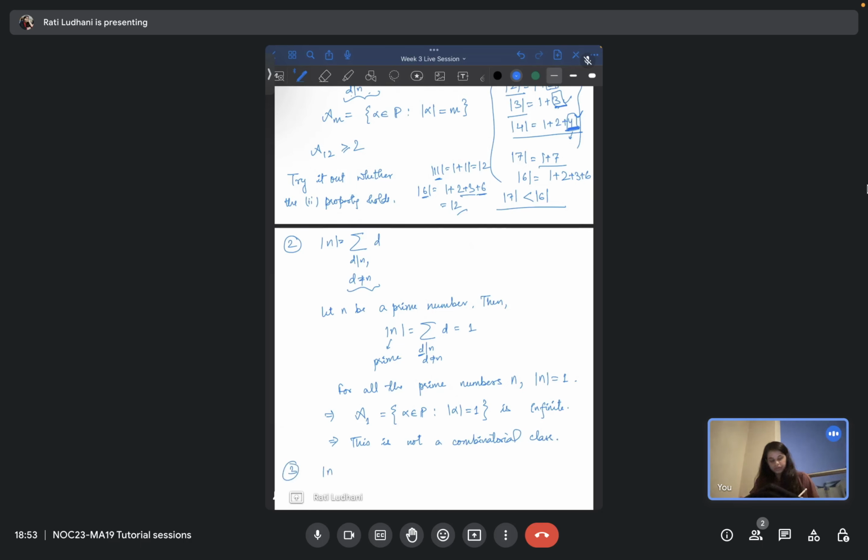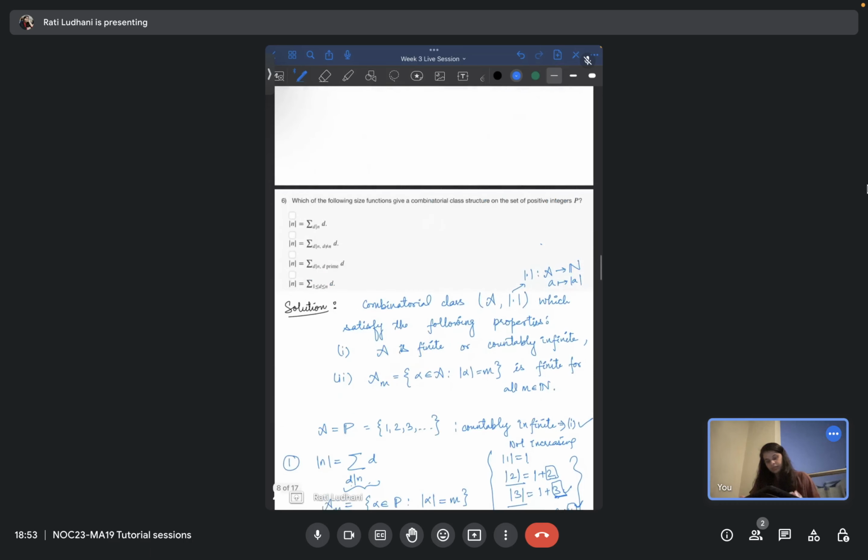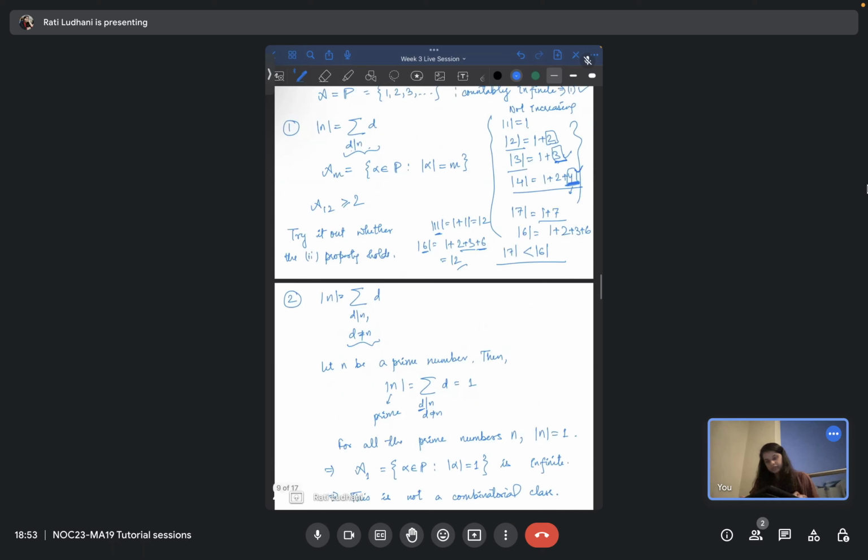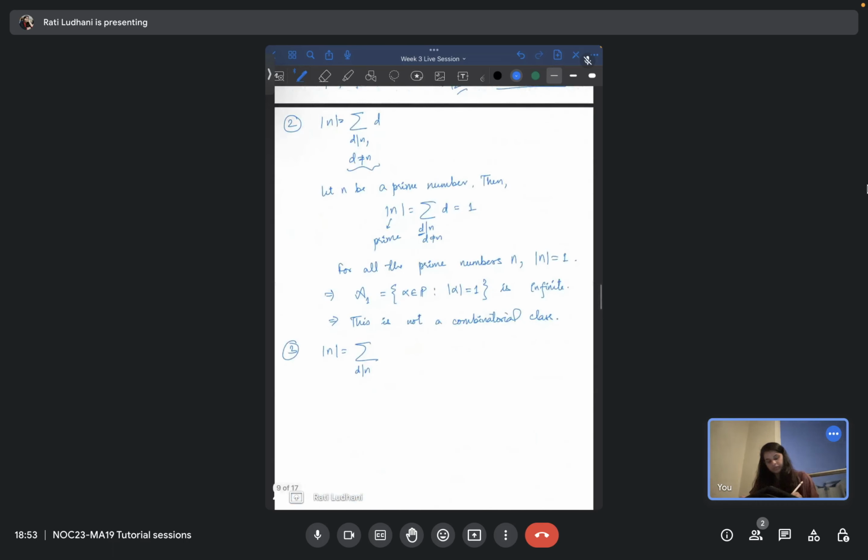Okay, what about the third part? Summation d divides n, d is prime. Now the condition is d is prime. So d is prime, what does that mean? Let's take what could be a possibility. When they said d is prime, then you just take powers of some element, so powers of some number.